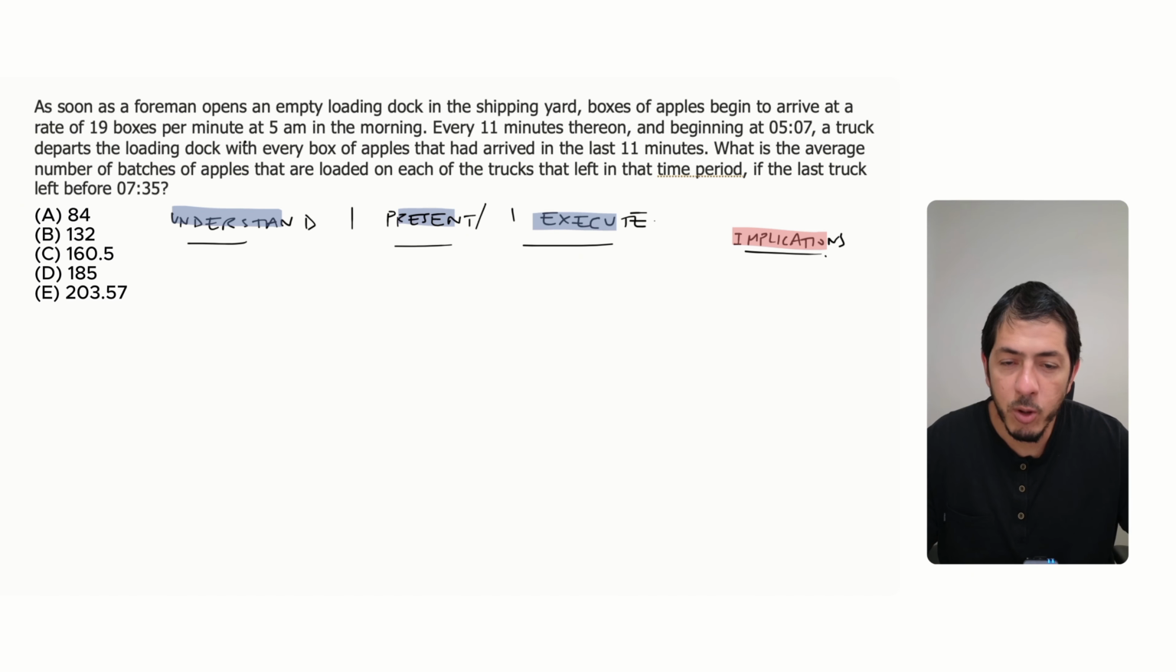So, as soon as the foreman opens an empty loading dock in the shipping yard, boxes of apples begin to arrive at a rate of 19 boxes per minute at 5 a.m. Okay, I don't write anything yet. I just need to understand more context and then I'll decide what to write. Every 11 minutes thereon and beginning at 5:07, a truck departs the loading dock with every box of apples that had arrived in the last 11 minutes.